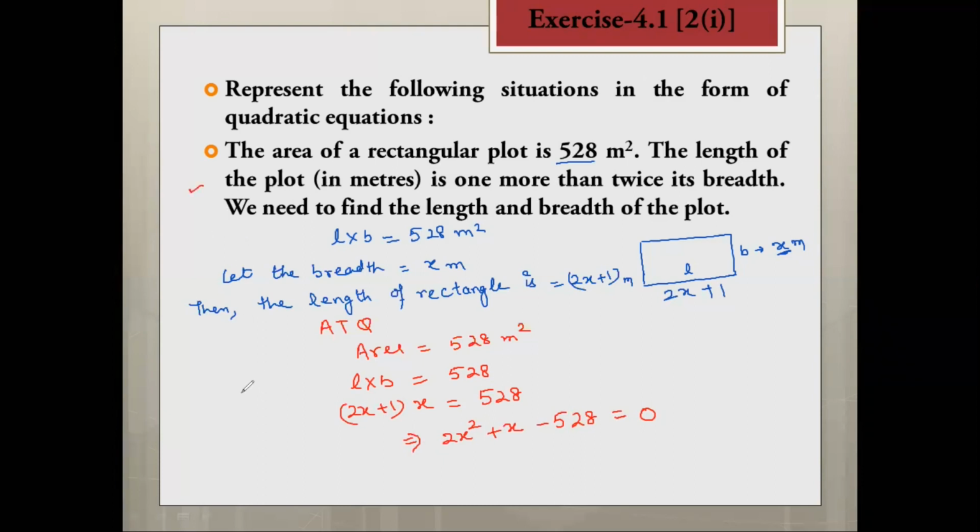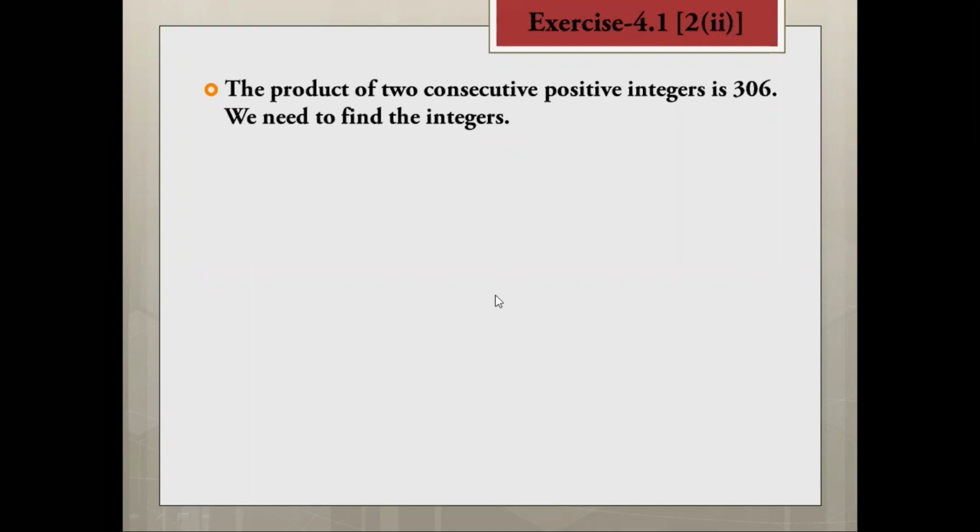Alright, so we are going to discuss the next part of this question. The second part of this question is, the product of two consecutive positive integers is 306. We need to find the integers. So we are not going to find the integers. Again, we are going to find only the quadratic equation.